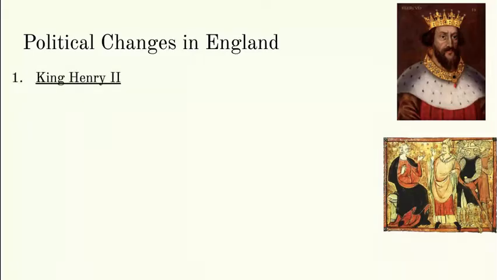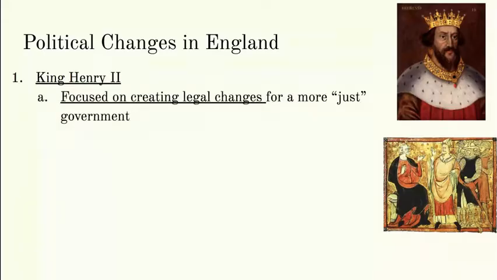So I want to talk to you about King Henry II. Basically, King Henry II rises to power in England. He's the guy, if you remember from our Religion in Medieval Times notes, who disagrees with the church and tries to take some power for himself. And then he and his friend Thomas Becket get into an argument, and he accidentally has Thomas Becket killed. So he's not the best example of, like, the greatest king of England, but he was a very smart man. And so his entire reign, honestly, he focused on creating legal changes for a more just, really a more fair government.